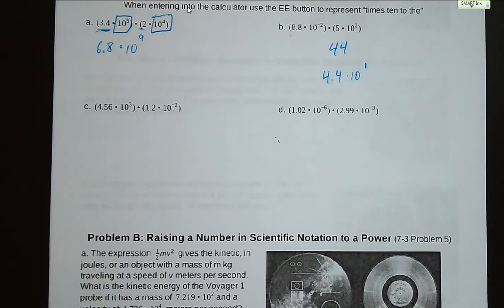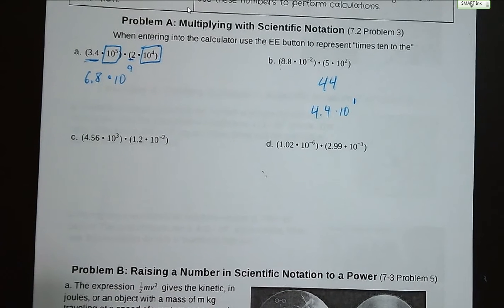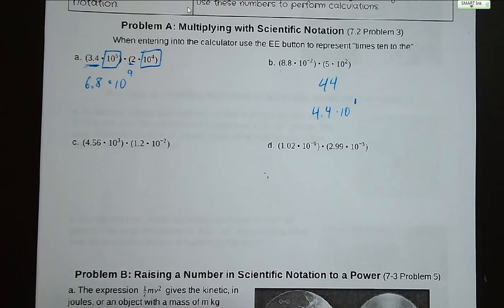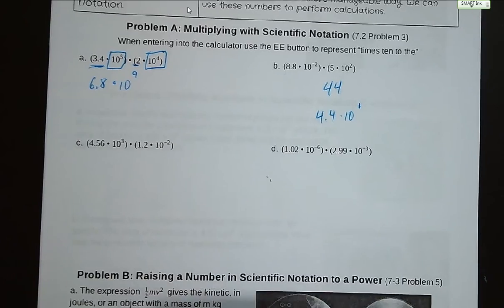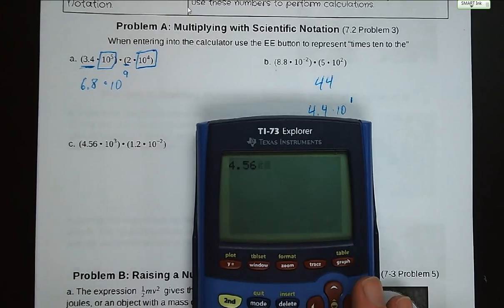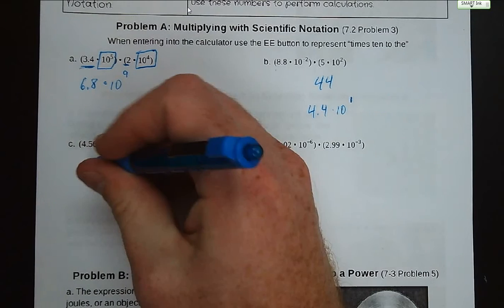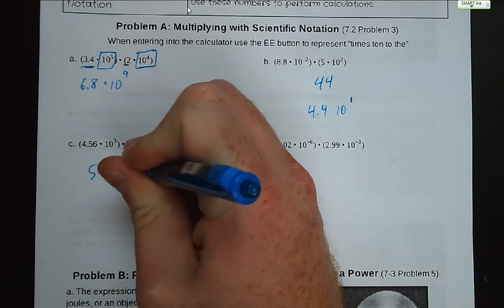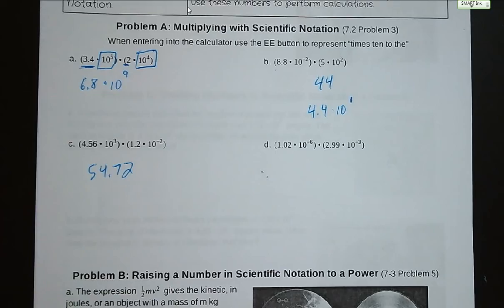All right, I want you guys to try letters C and D on your own, and I will go over the answers. So I'm going to use my calculator for these. I type in 4.56 times 10 to the third times 1.2 times 10 to the negative second, and we get 54.72. I'm not going to bother writing that in scientific notation.